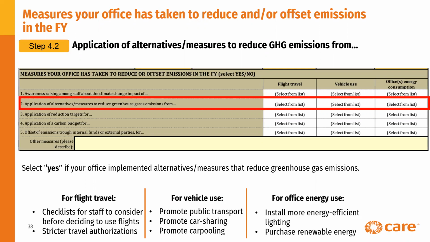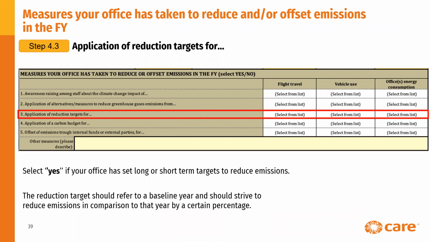We then move to step 3, which is the application of reduction targets for each category. Here, you may select yes if your office has set long or short-term targets to reduce emissions. Now, the reduction target should refer to a baseline year and should strive to reduce emissions in comparison to that year and by a certain percentage. For example, to reduce greenhouse gas emissions by 10 or 20% by or in year X, which could be a year after year 0.